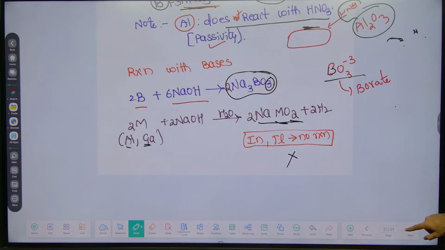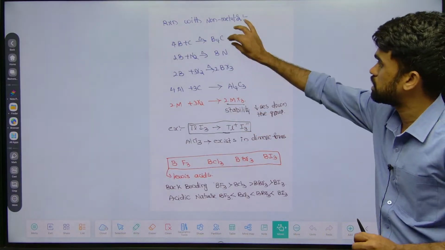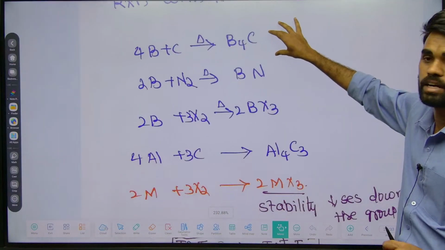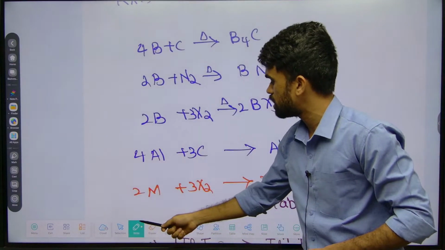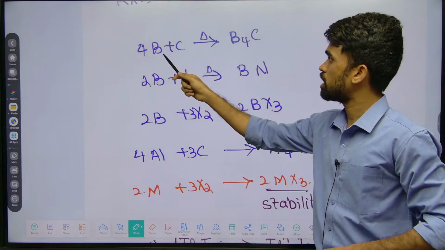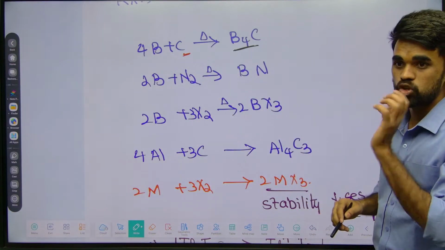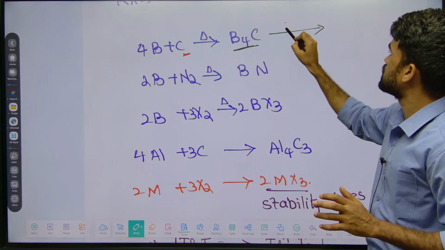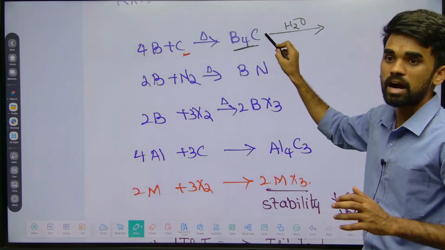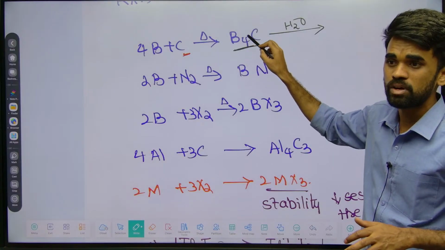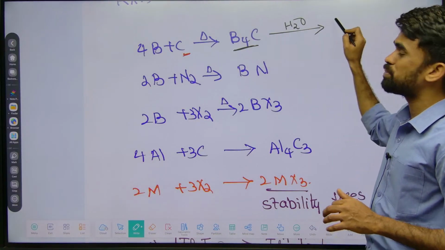Next, when they are reacting with non-metals, what are the non-metals we have, like carbon, nitrogen? So carbon forms carbide. Boron upon treating with carbon forms what? Carbides. Okay. Now there is a question like this. Upon hydrolysis of boron carbide, what will be the product formed?